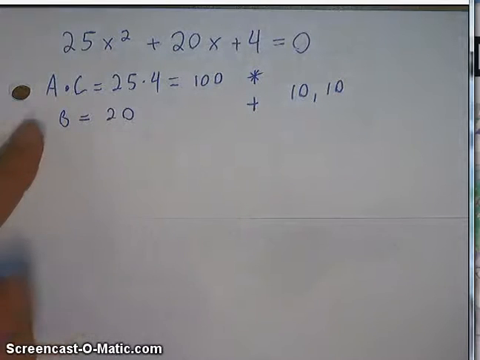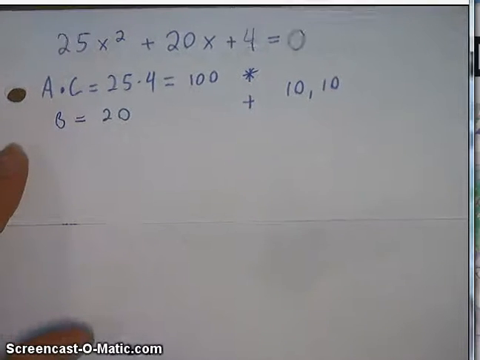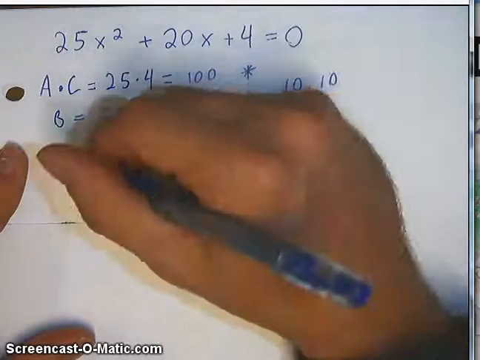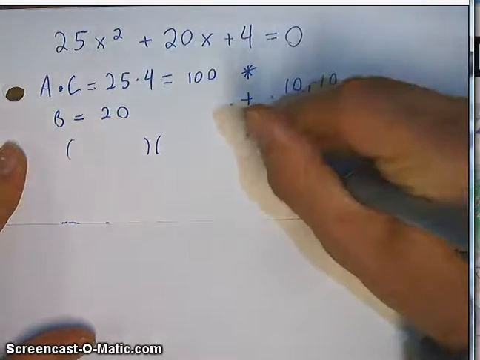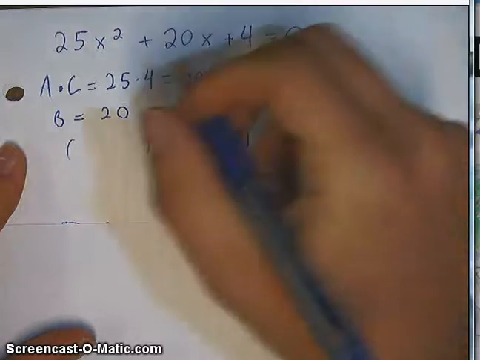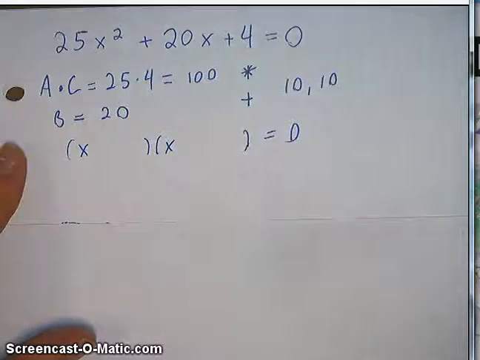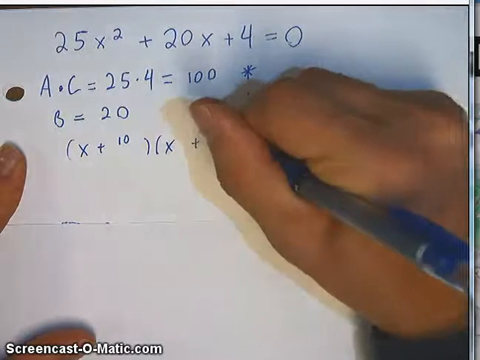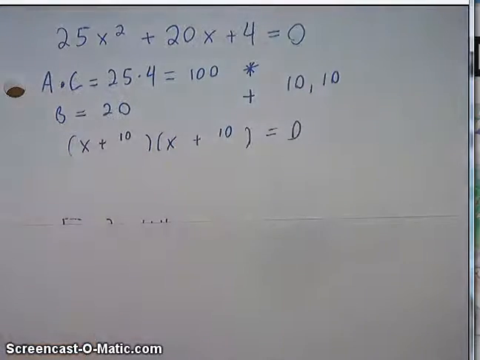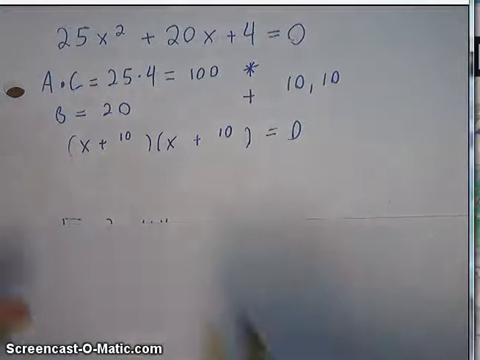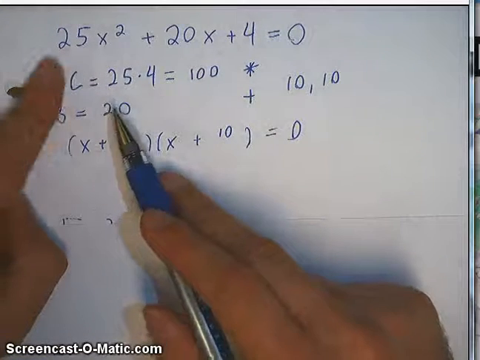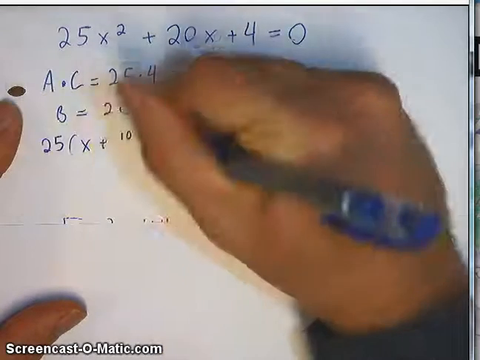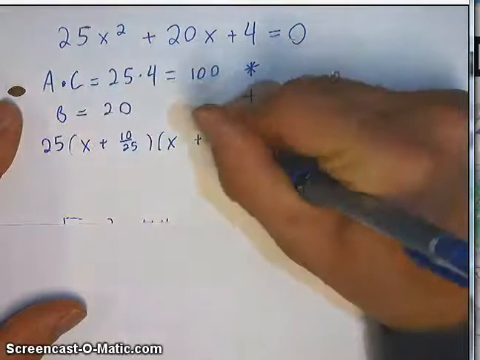Now, when a is not equal to 1, we have to think about this process a little bit differently. We're still going to write our factors and set them equal to 0. So we still have this x and this x, and we're still going to do plus 10 and plus 10. But you may have noticed that I wrote those 10s a little bit higher, because now we need to take the a value, which in this case was 25, and write it in 3 places. We need to write it here, here, and here.